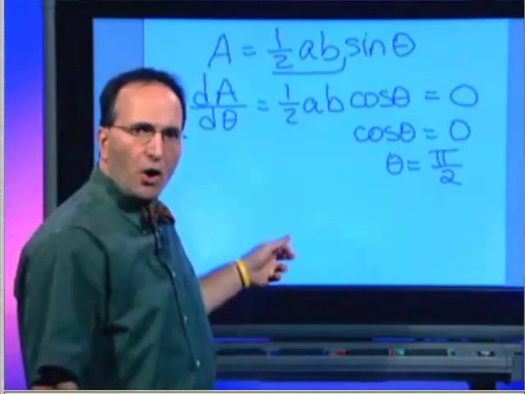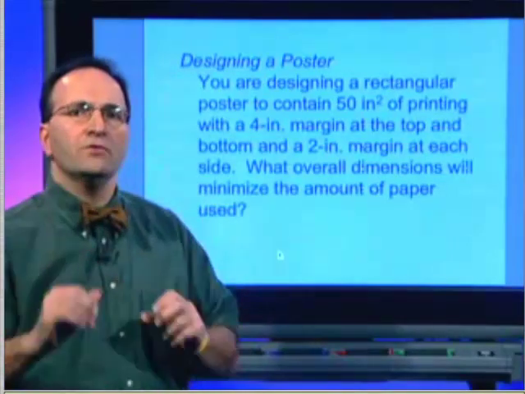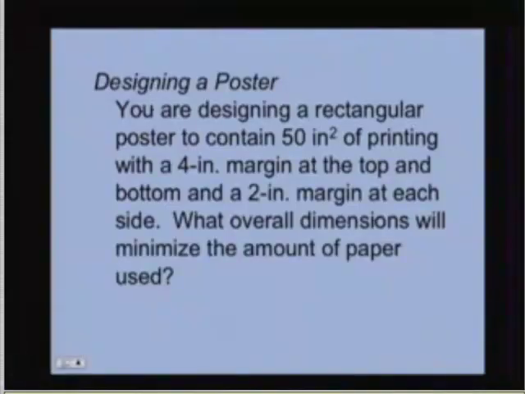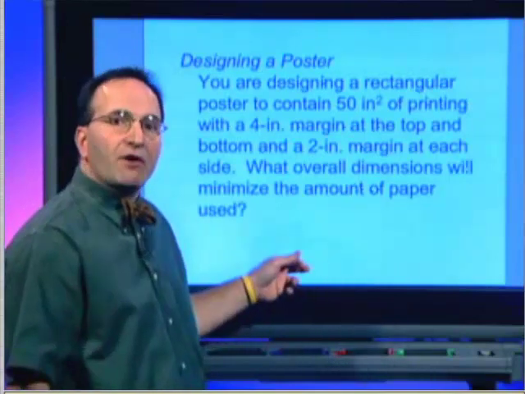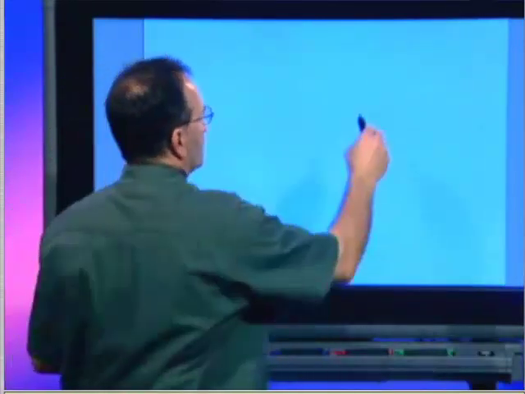We're going to design a poster, and what you know is this. You're designing a rectangular shaped poster to contain 50 square inches of printing with a 4-inch margin at the top and bottom, the 4 inches, and a 2-inch margin at each side. What overall dimensions will minimize the amount of paper used? I think it's best here if I draw a picture to help describe what we're trying to do.